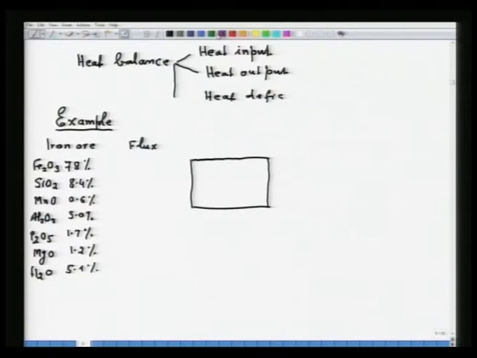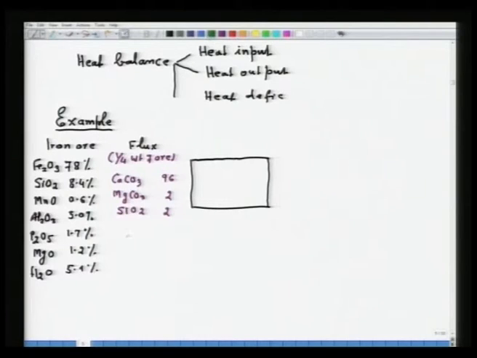and flux amount is 1/4 weight of ore. Flux, its amount is 1/4 of the weight of ore and its composition is CaCO3, MgCO3 and SiO2. This is 96, this is 2 and SiO2 is 2.